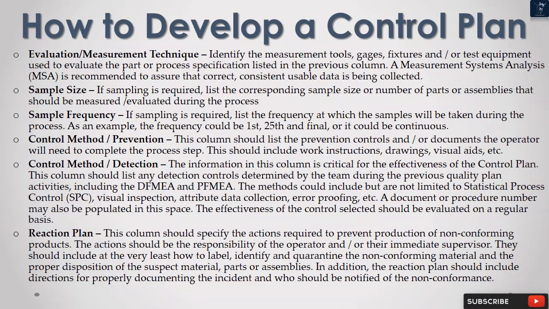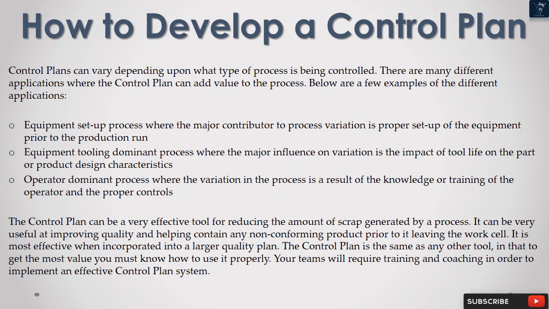Reaction plan. This column should specify the actions required to prevent production of non-conforming products. The actions should be the responsibility of the operator and/or their immediate supervisor. They should include at the very least how to label, identify, and quarantine the non-conforming material and the proper disposition of the suspect material, parts or assemblies. In addition, the reaction plan should include directions for properly documenting the incident and who should be notified of the non-conformance.